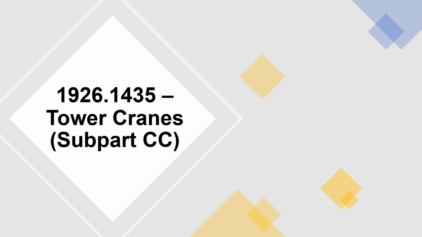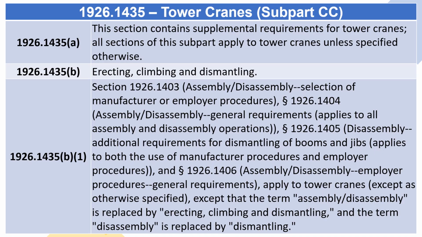1926.1435 Tower cranes for Subpart C, Cranes and derricks in construction. 1926.1435(a): This section contains supplemental requirements for tower cranes. All sections of this subpart apply to tower cranes unless specified otherwise.